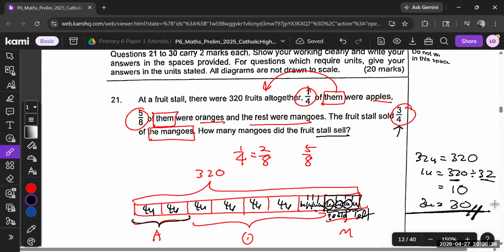And your answer is 30. Simple. Nothing hard. If you draw your model, it is not hard. You just have to ask what the fractions are talking about. If the fractions are talking about the same thing, make the denominator the same.